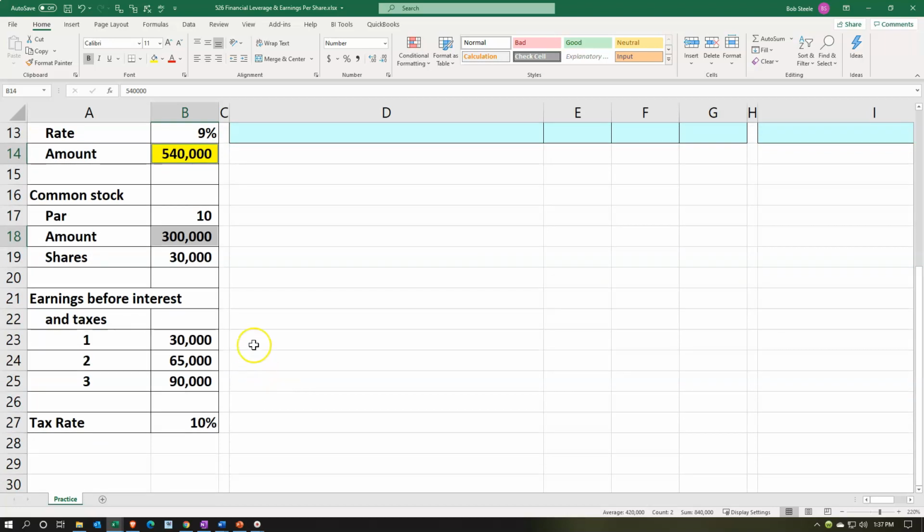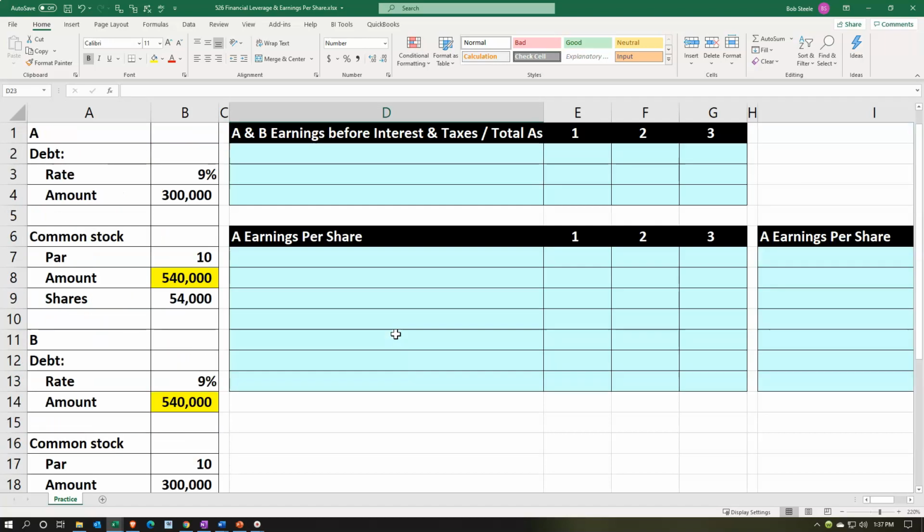Then we're going to take a look at the earnings before interest and taxes for three different levels. That being 30,000, 65,000, 90,000. Tax rate is going to be straight 10%. Let's first consider what our return is going to be on the earnings before interest and taxes, the return on the assets that we'll have under either scenario, those assets under either scenario being equal to the 840,000.